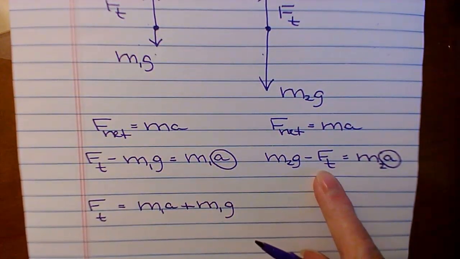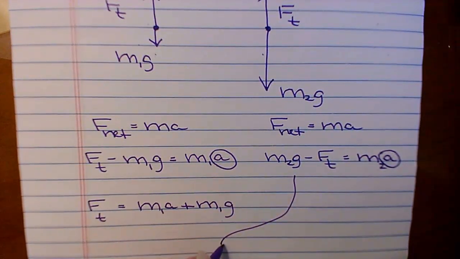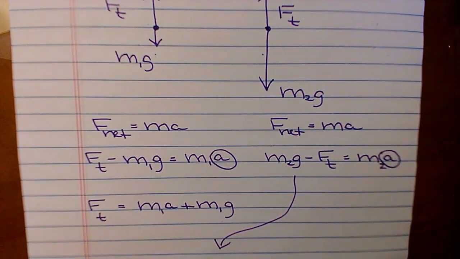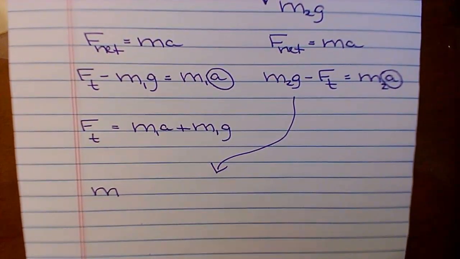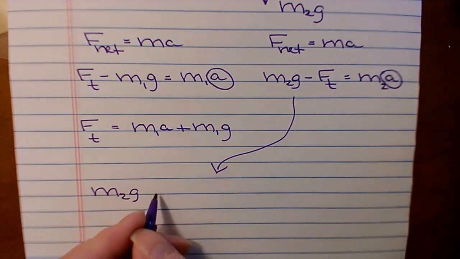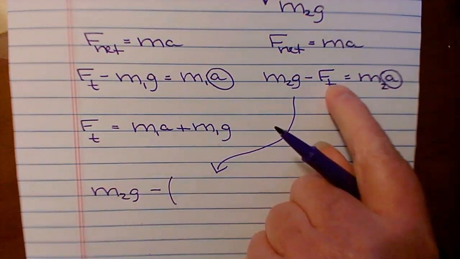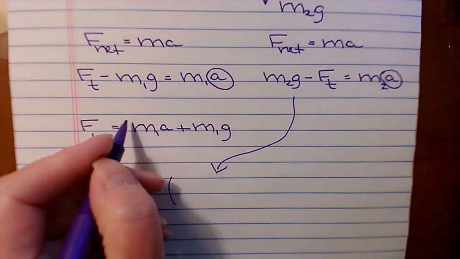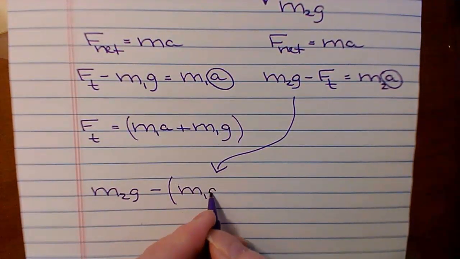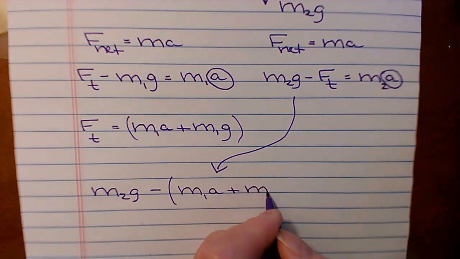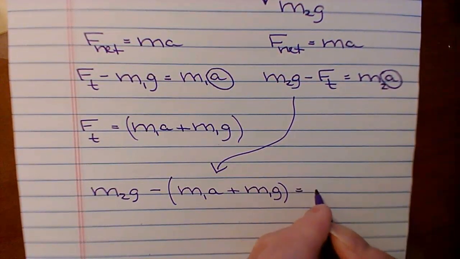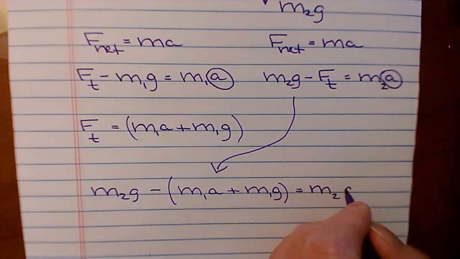Now I'm going to take this equation and let's write it down here. All right, so I'm going to write down M2G. Whoops, I'm going off the paper. Okay, M2G minus FT. I'm going to plug in this whole quantity now. So M1A plus M1G equals M2A.